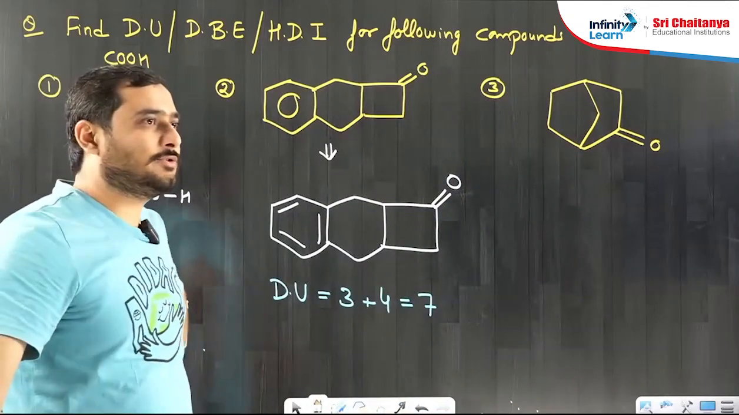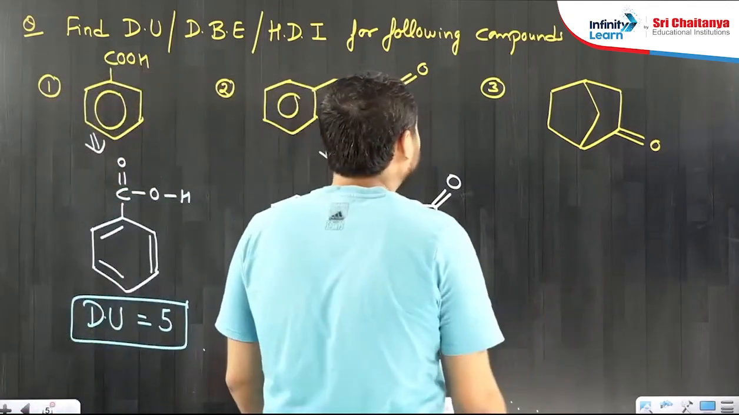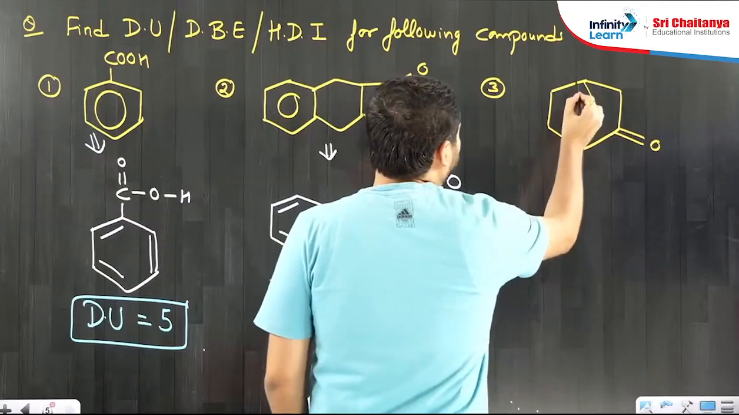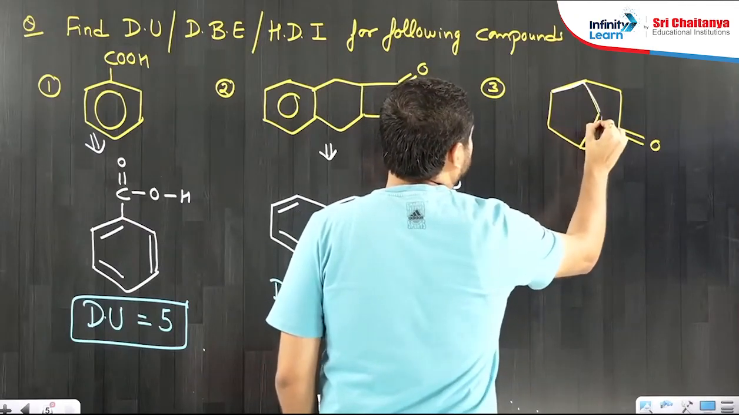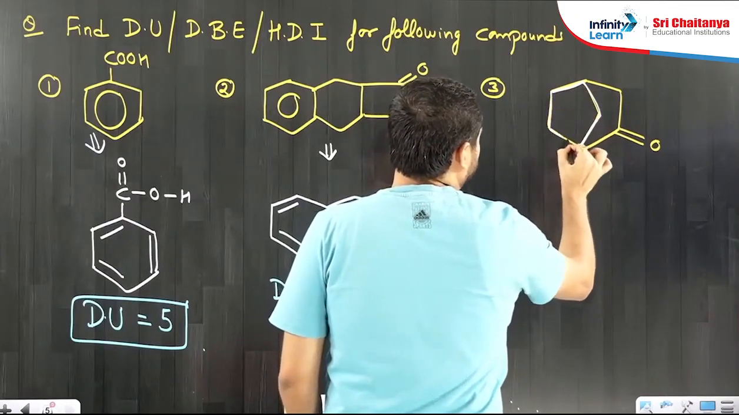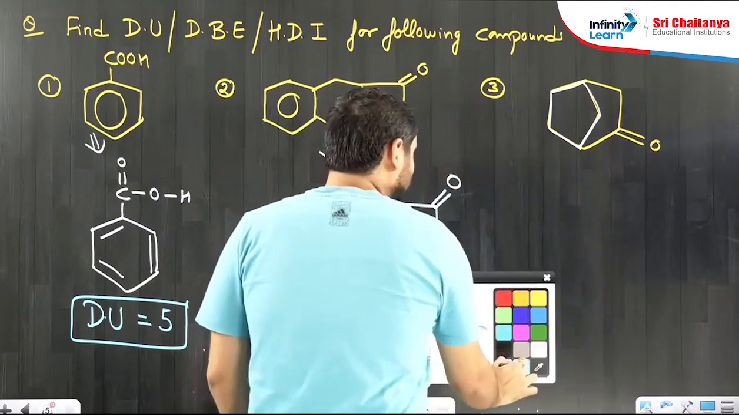Now tell answer for third part. What is degree of unsaturation for third? Now first check how many rings are present. So I will highlight this. This is first ring. Can you check? This is a first ring. Now this is second ring.